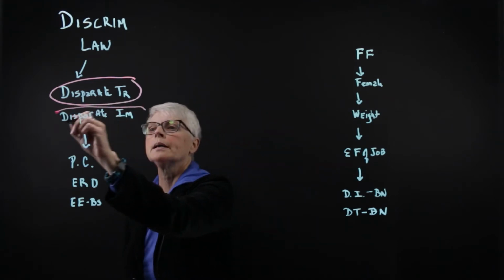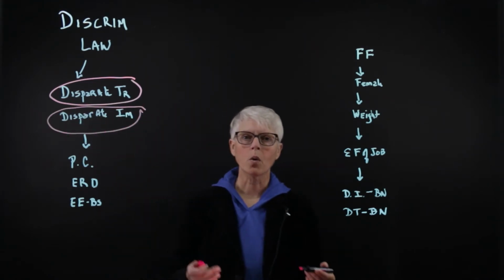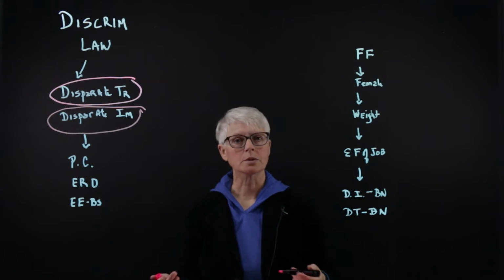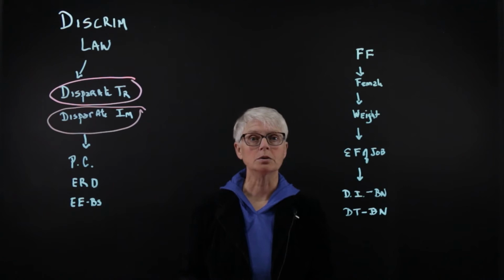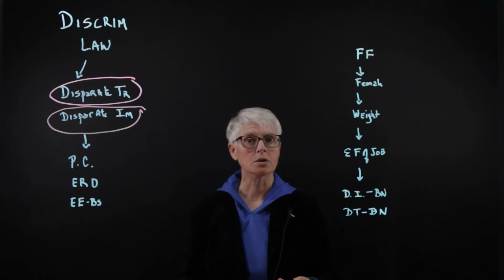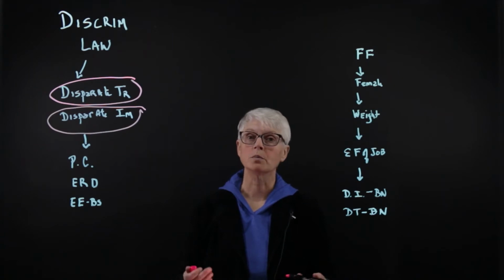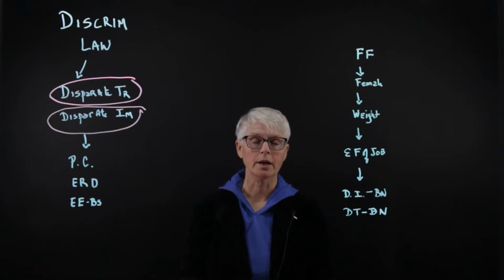And then disparate impact is that you have a requirement that has an impact on a protected class. For instance, you say that everyone must be able to lift 50 pounds. You better have a business justification for that, because if you don't, and you have employees doing the job that can't lift that weight, then you don't have a defense.